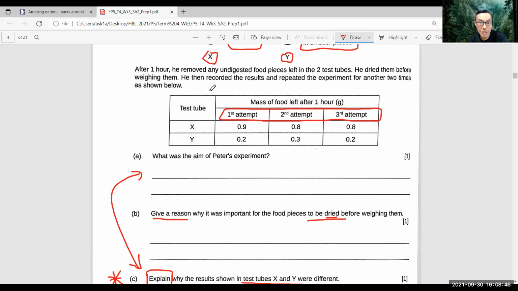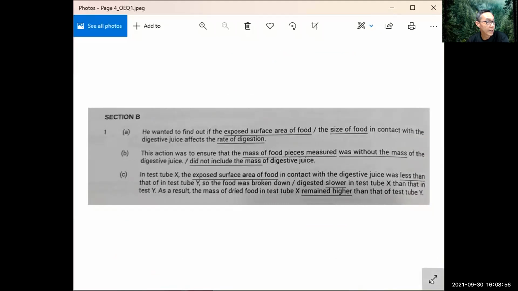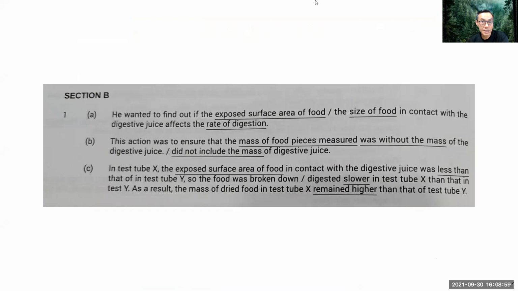Okay, let me screen share the answer. For those students who like to get the answer down, you can freeze the screen and look at the answer provided for part C. In test tube X, the exposed surface area of food in contact with the digestive juice was less than that in test tube Y. So the food was broken down or digested slower in test tube X than in test tube Y. As a result, the mass of dried food in test tube X remained higher than that of test tube Y. So you can freeze the screen and get the answer down for this question.